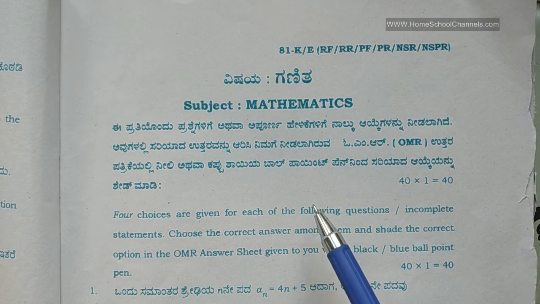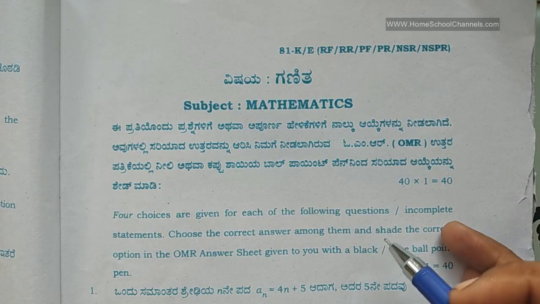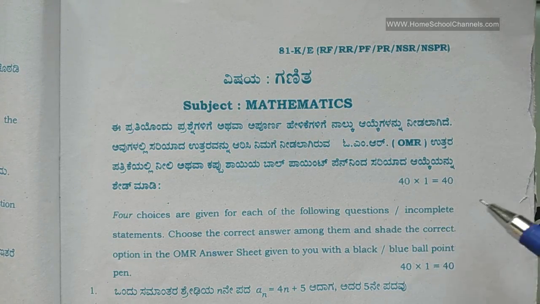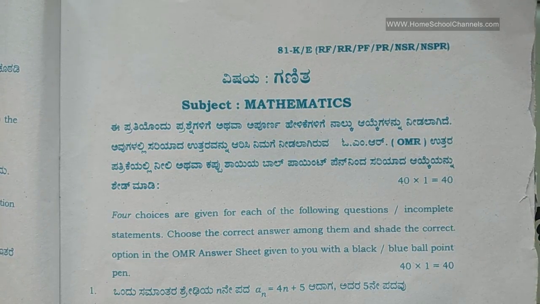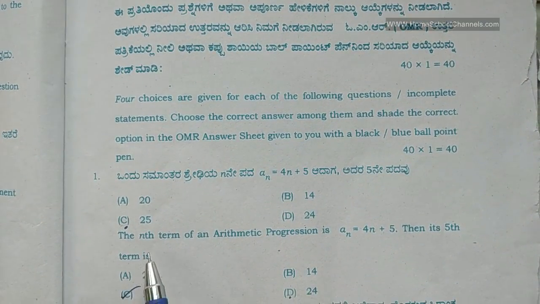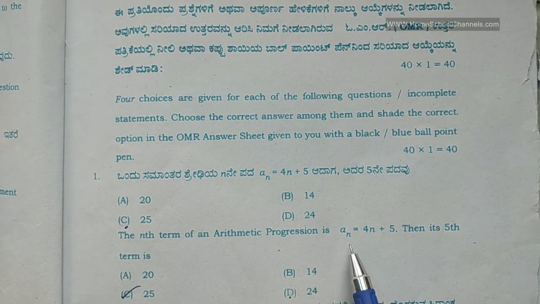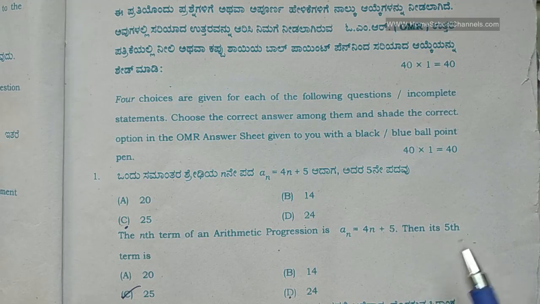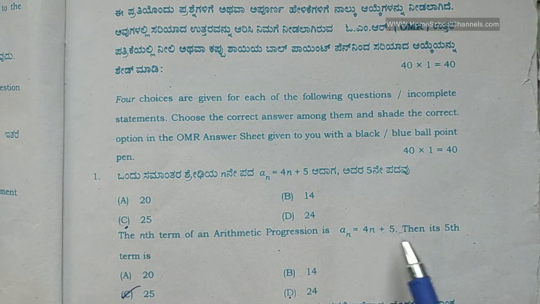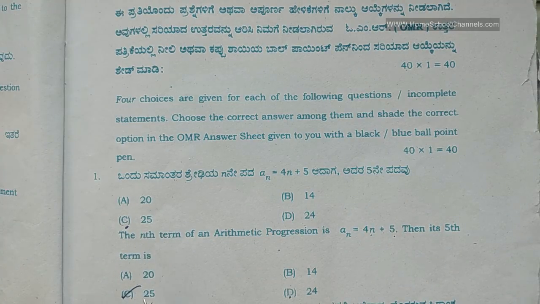This is your mathematics question paper which was conducted today, and I am going to provide you key answers for this. Let us see the first question. The nth term of an arithmetic progression is an equal to 4n plus 5. Then its fifth term is, substitute n equal to 5: 4 fives are 20, 20 plus 5, 25. First one, answer is option C.